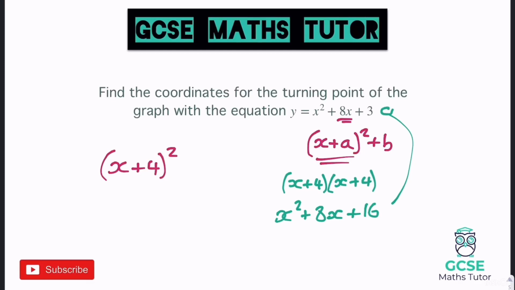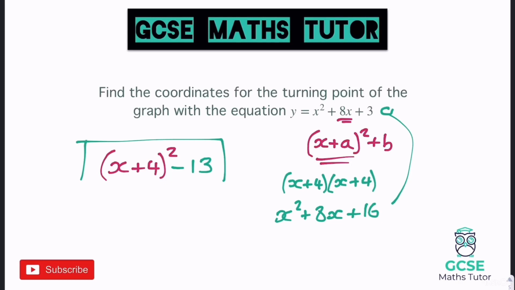And we don't want plus 16, we want plus 3, because all we're doing is rewriting it in a different form, in this completed square form. So in order to make sure 16 becomes 3, we would have to subtract 13 from this double bracket there. 16 take away 13 gives us 3. So that is actually written in completed square form there, and that is how you do it.